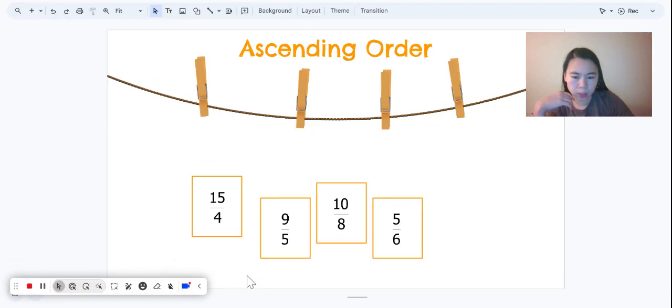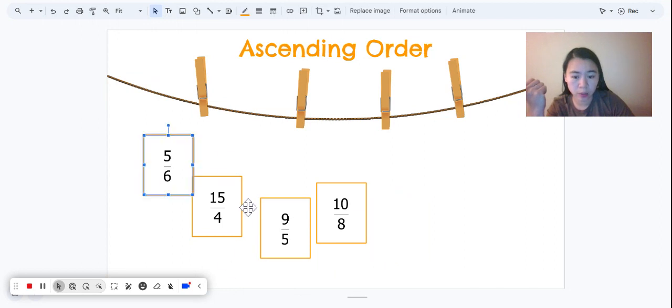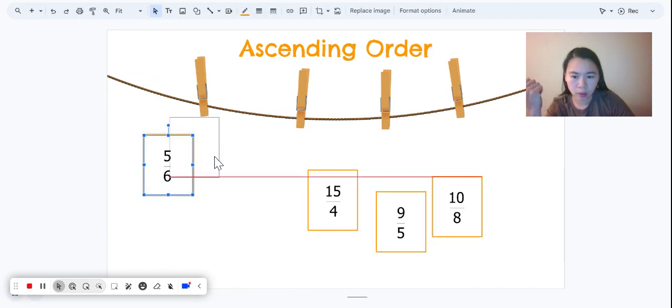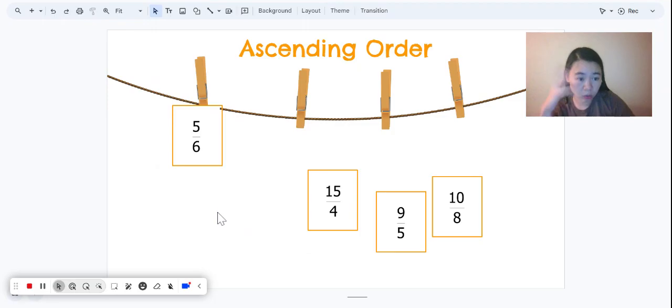All right, next, I've got 2 more. Same strategy, pull out your proper fractions first. I only have one proper fraction, look at that. So I know that one's the smallest. You can start omitting some answer choices. Let's see if any of these work out. 15 divided by 4, 9 divided by 5, 10 divided by 8. Okay, none of these work out to a whole number.